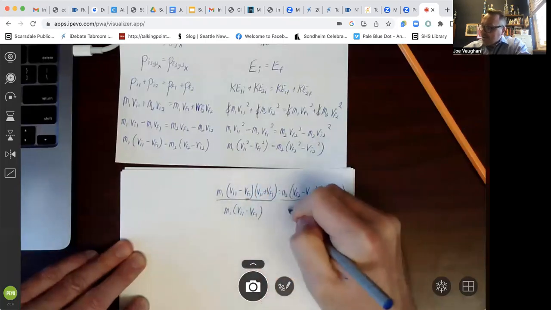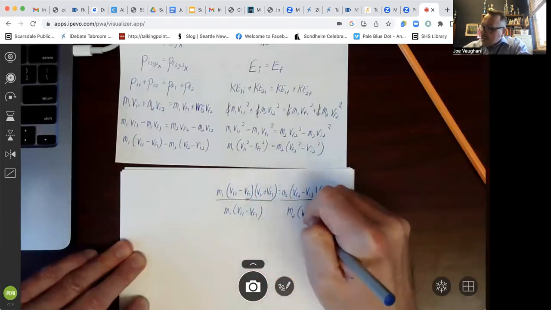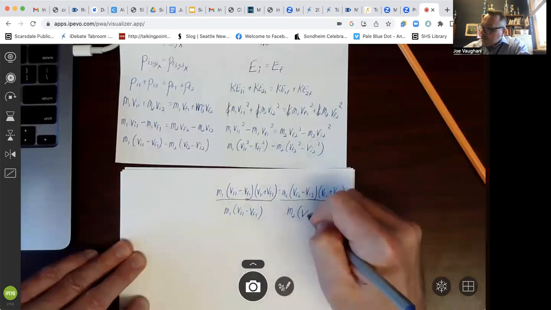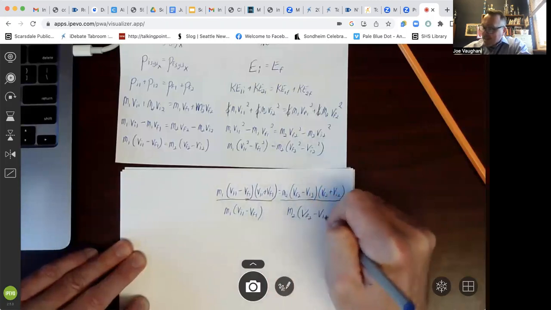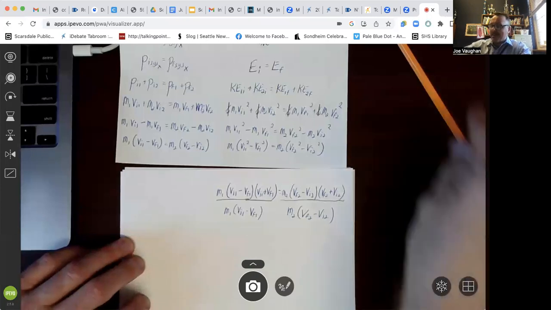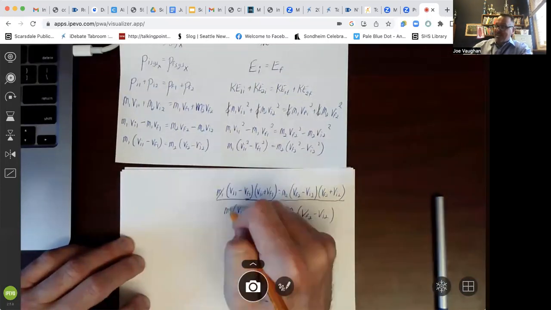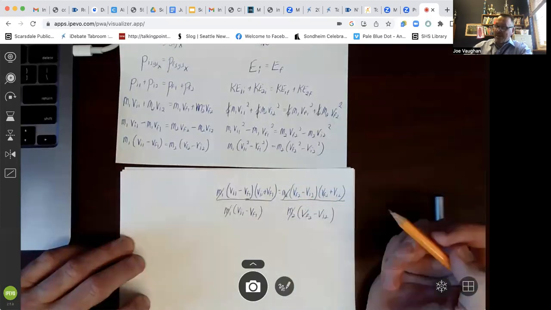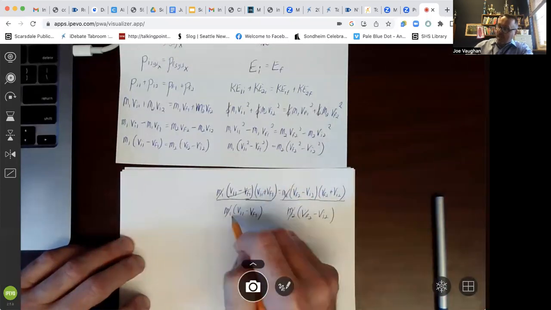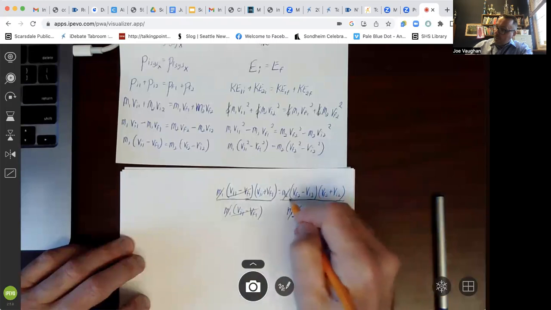Whoever said that difference of perfect squares wasn't an amazing thing? Not me, an amazing thing. And so you'll notice a couple of things. First, the masses cancel, which is really nice. And the second, this term cancels, which is also really nice.